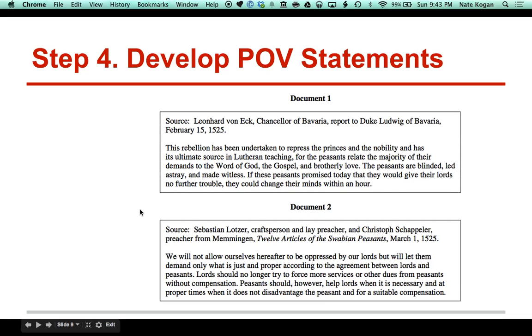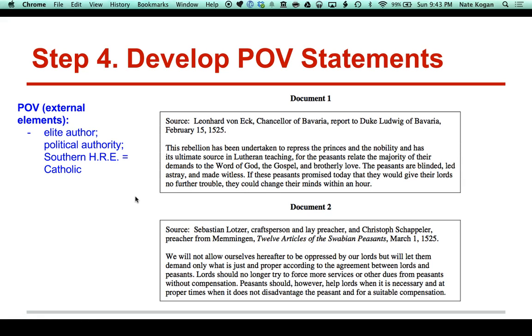So going back to these documents, I'm looking at this first one and I'm thinking about how the external elements that are important here are the author's background. This person is an aristocrat, right, an elite. They're also a political authority, they're a chancellor, and it mentions they're from Bavaria, so I can also use geographical context, knowing that this is in the southern Holy Roman Empire, a region that remains very Catholic, to help me think about Leonard von Eck's very hostile response to the Peasants' Revolt. Unsurprising, because he's Catholic. He's not interested in this Lutheran revolt against elites.